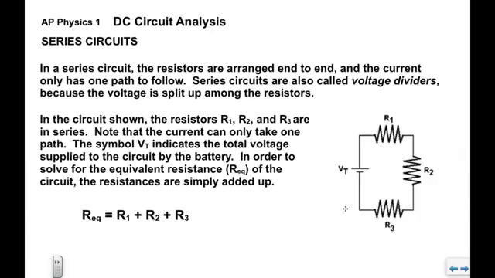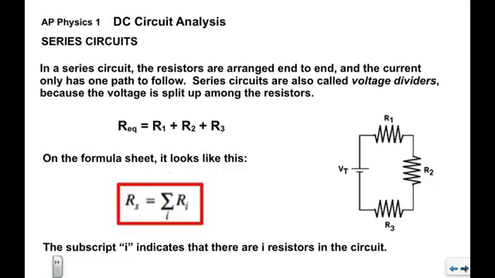Now, in order to solve for the equivalent resistance of a series circuit, we just add them up. So our equivalent for series is R1 plus R2 plus R3. On your formula sheet, it looks like this. It's in a red box, so you know what that means. It has R sub S, meaning series, equals sigma R sub i. And the sigma, of course, means sum, and R sub i just means that there are i resistors in the circuit, so however many there are.